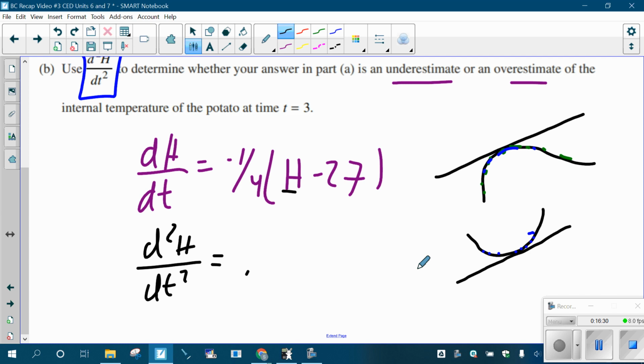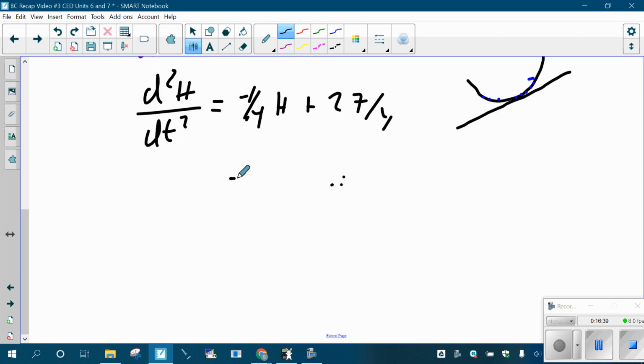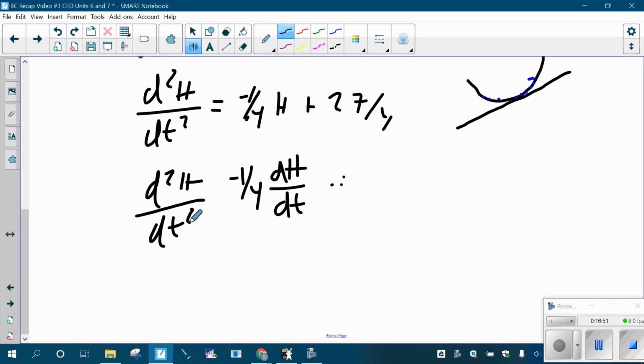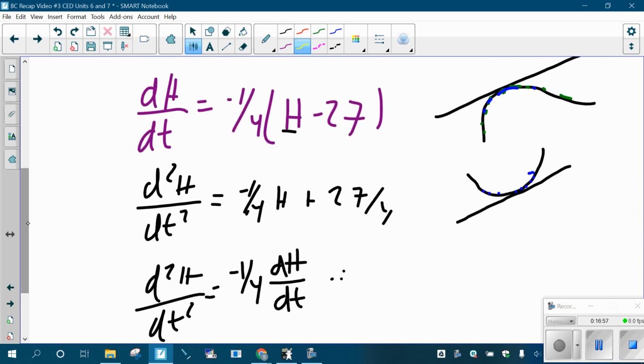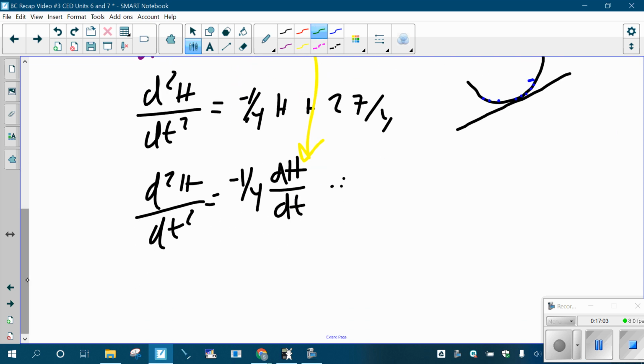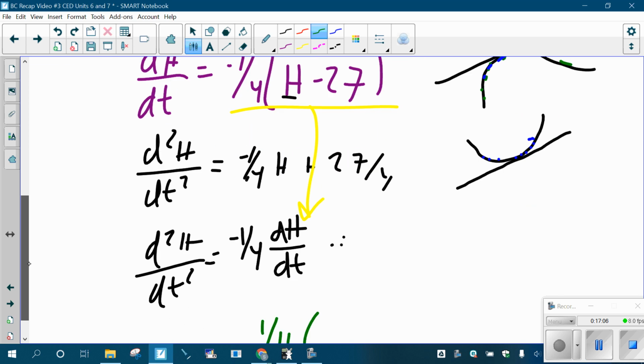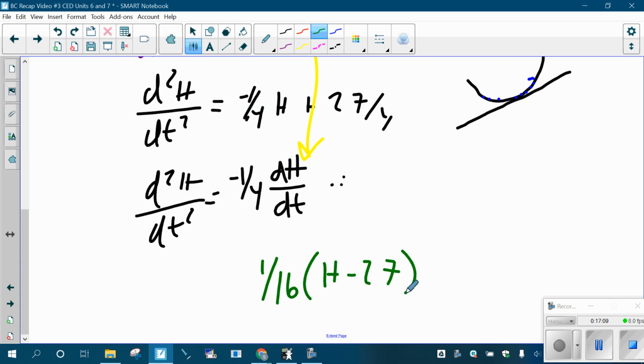Okay, so what's the derivative? Well, if you want to distribute, you can. Now I'm going to do the derivative. What's the derivative of negative 1/4 h? Negative 1/4 dh dt. Again, because I'm not differentiating with respect to h, I'm differentiating with respect to t. Okay, so here's where I'm at. But you're like, negative 1/4 dh dt. Oh, remember dh dt is just that thing up there. So I'm going to take this whole expression and sub it in there. You with me? Okay, so I'm going to get positive 1/16 times h minus 27. That is the second derivative of h with respect to time.